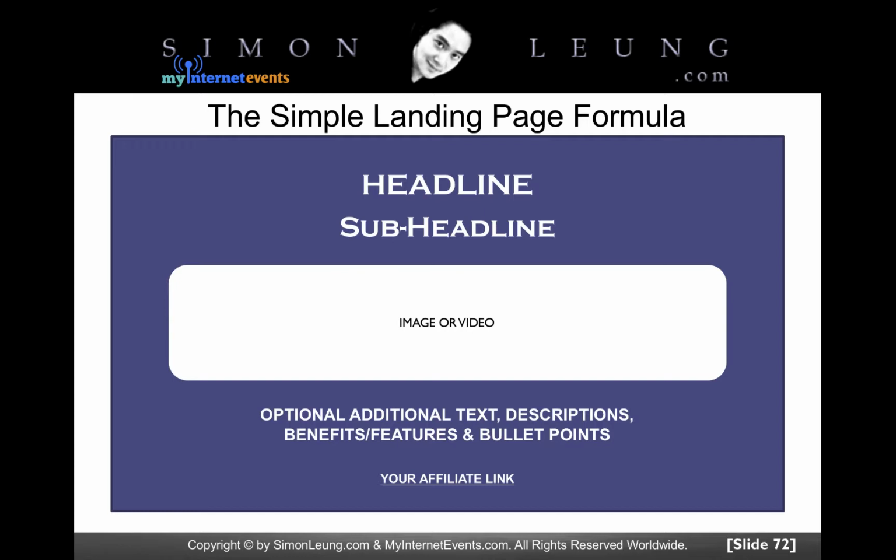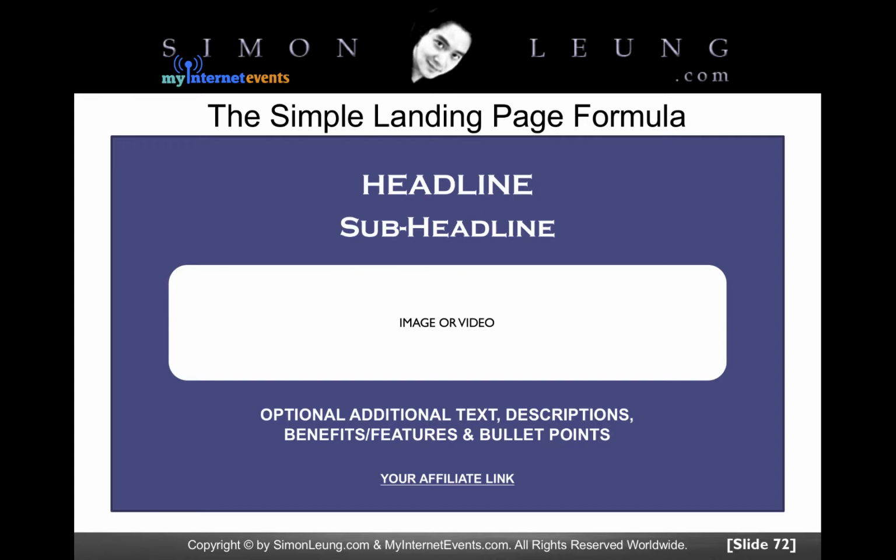What we want to do is to make sure that we have some type of image or video. Not only is this appropriate for the search engines, but in fact, it will also continue to capture the attention and interest of your visitors. Next, optionally, you can add some additional text, description, benefits, features, and bullet points right underneath the image or the video itself. At this point in time, we want to make sure that we are hitting the desire of all the different people who are looking at your site. Use this part of the page to explore why somebody might want to take the next step.